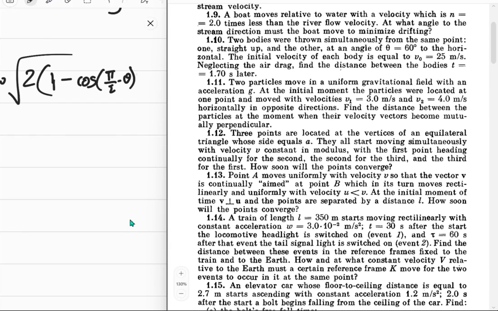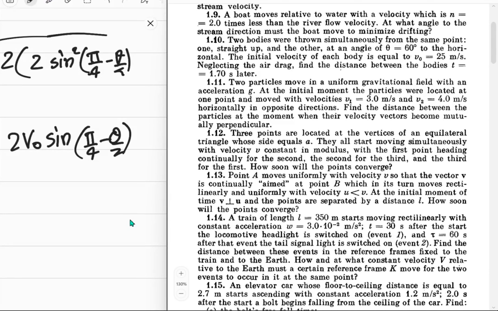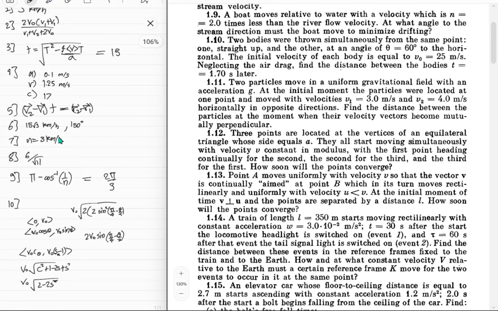And in that case, we can do this. It's going to be 2 sine squared of pi upon 4 minus theta upon 2. There we go. So 2 v naught sine of pi upon 4 minus theta upon 2. So theta goes from 0 to pi upon 2. That means theta upon 2 is at most pi upon 4. So its maximum value is pi upon 4, so it will work. No need for mod of that or anything. It's good as it is.